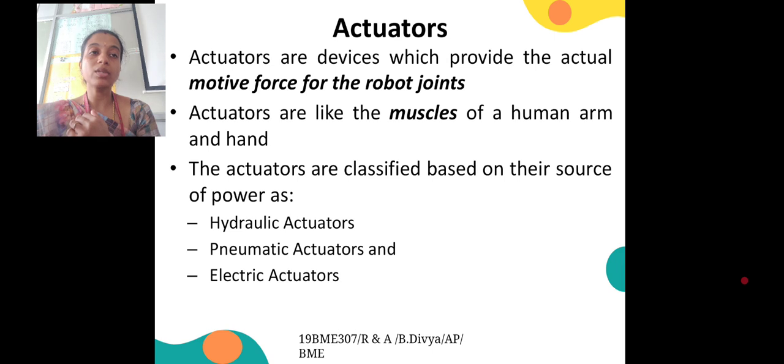Actuators are classified based on their sources of power as hydraulic actuator, pneumatic actuator and electric actuator. Hydraulic actuator, as I told you, is mainly based on a power source of water or a liquid, oil and the like. Pneumatic is based on air pressure. Electric is based on the electrical supply. Okay, we'll see what they are.